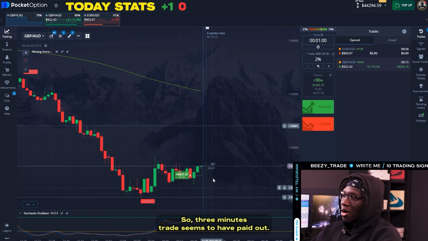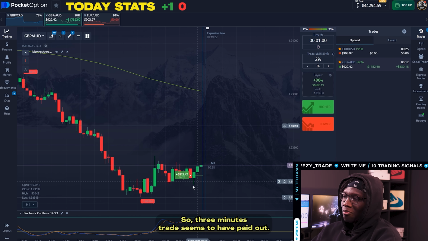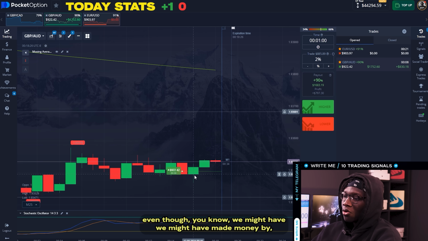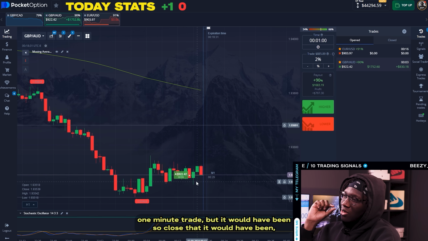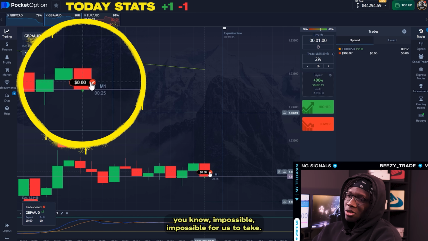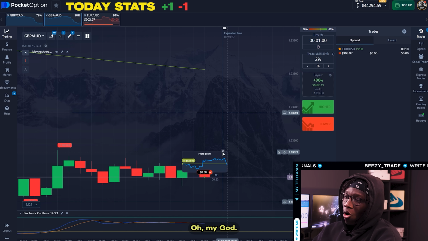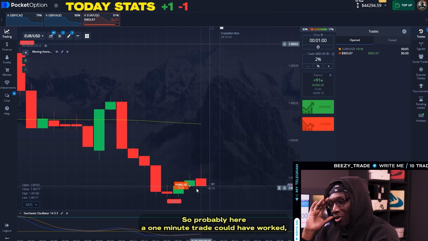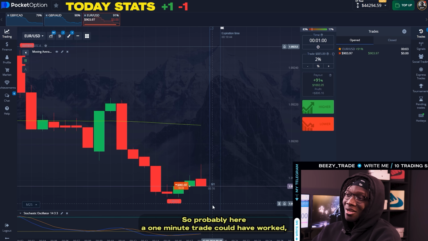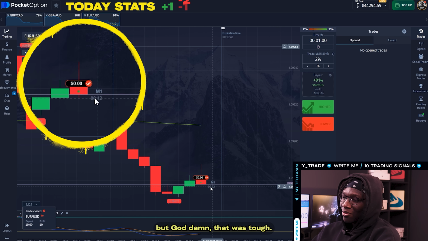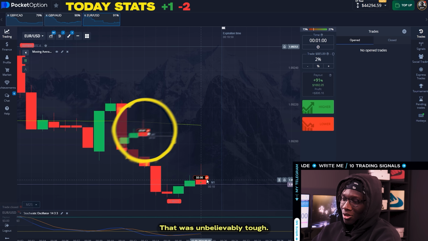So our 3-minute trade seems to have paid out. You see, we were able to enter that because we saw where the market was going. Even though we might have made money by our 1-minute trade, it would have been so close that it would have been impossible for us to take. Oh my God, last minute pull down. So probably here our 1-minute trade could have worked, but that was tough. That was unbelievably tough.